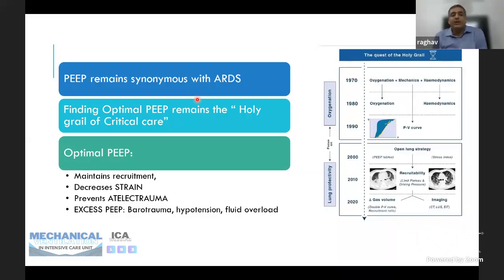So, how to find the optimal PEEP? Finding the optimal PEEP remains the holy grail of critical care, and there is no perfect method to define what the optimal PEEP is for your particular patient. So, I will talk about a few methods which have been recently described for finding the optimal PEEP.